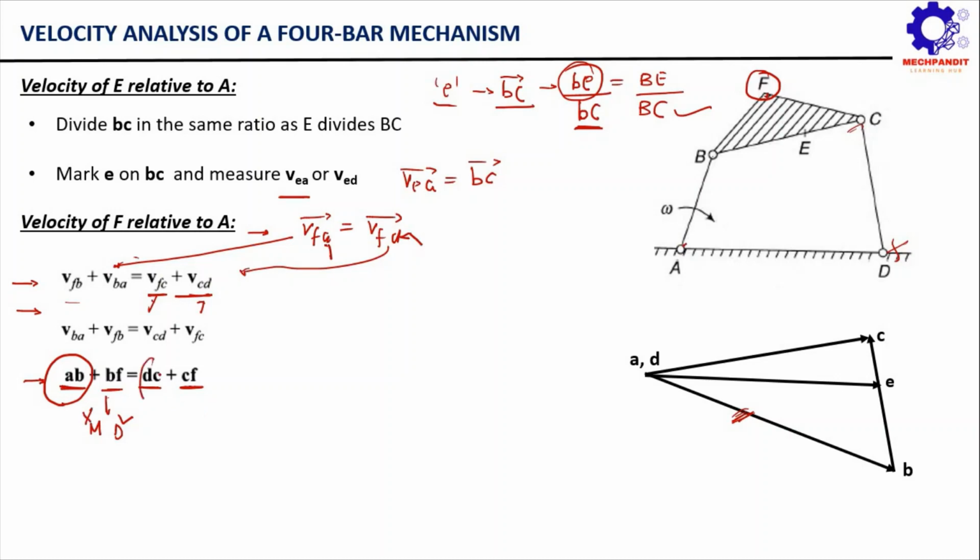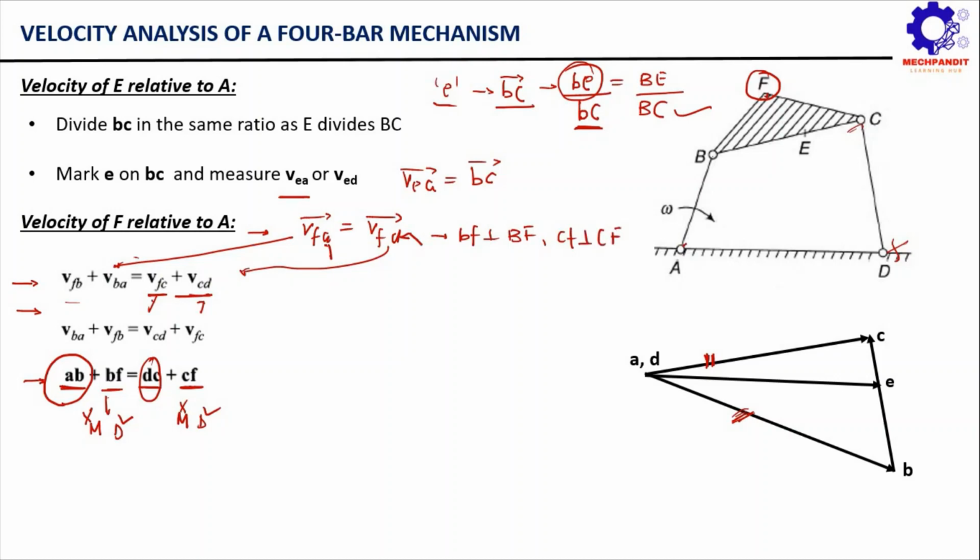Now we know the magnitude and direction both of DC vector. So DC vector is already located in the vector diagram. This is your DC vector. Now coming to CF vector, again for CF vector we don't know the magnitude, but we know the direction. So we know that BF will be perpendicular to capital BF and CF will be perpendicular to capital CF, correct?